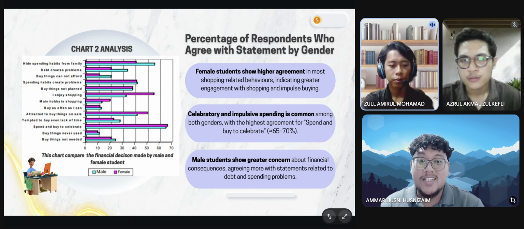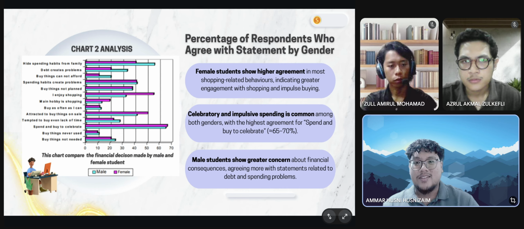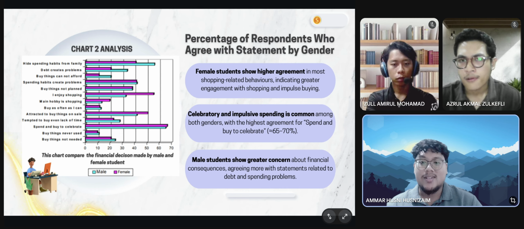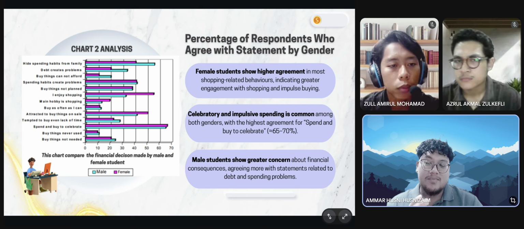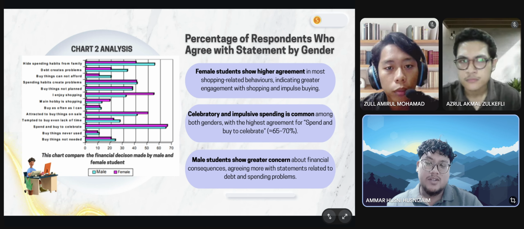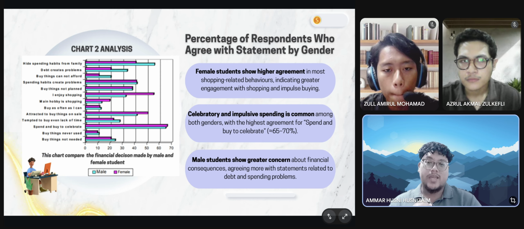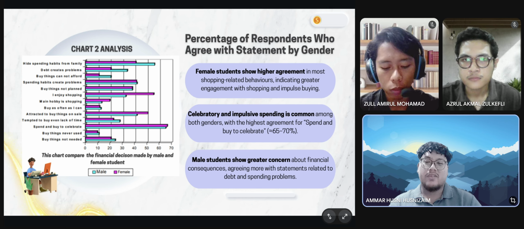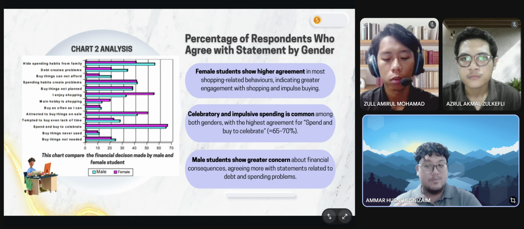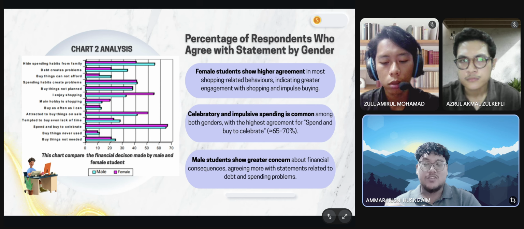Thank you, Zul. For the next part of the discussion, I will focus mainly on the description and analysis of data shown in chart 2, titled Percentage of Respondents Who Agree with Statement by Gender. This horizontal bar chart illustrates the percentage of male and female students who agree with a range of statements related to spending and shopping behavior. These statements cover several dimensions of financial behavior, including impulse buying, shopping enjoyment, financial awareness, and spending control.